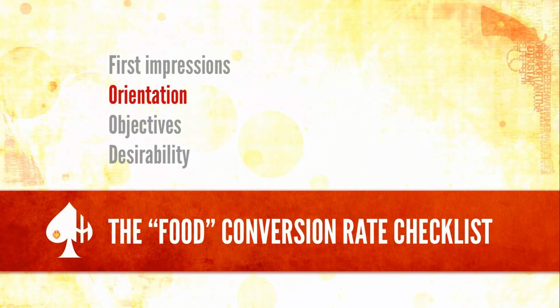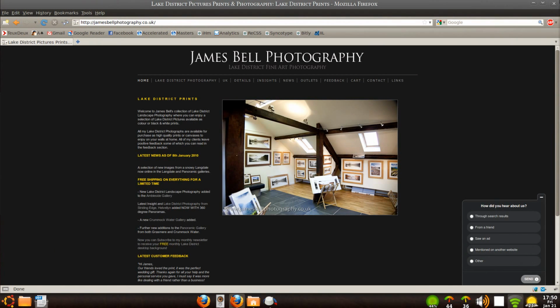Next up is orientation. Orientation involves the question, where am I? In this case, the question isn't particularly difficult. You're at James Bell Photography. James Bell Photography is clearly a place that does photography, so it's not too much of an issue here. We don't have any major problems in terms of orientation because the masthead itself is very self-explanatory. However, there are other elements which add orientation which are not done right here.